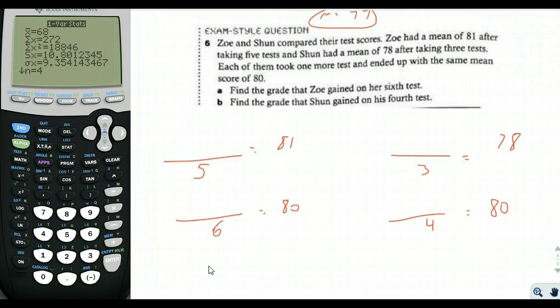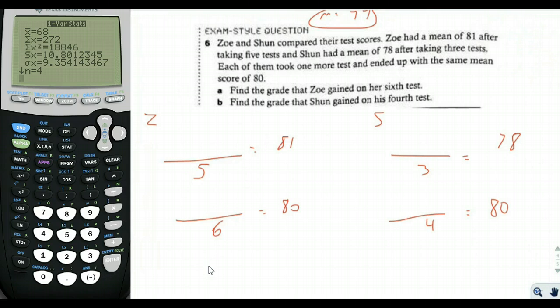It might seem like you don't have enough information to do this problem because they never told you the first 5 test scores that Zoe got or the first 3 test scores that Shun got. So it's like, if I don't know the test scores, how am I supposed to figure out the 4th test score for Shun or the 6th test score for Zoe? The thing is that once you know the average of the first 5 tests or the first 3 tests, you don't need to know the exact scores.